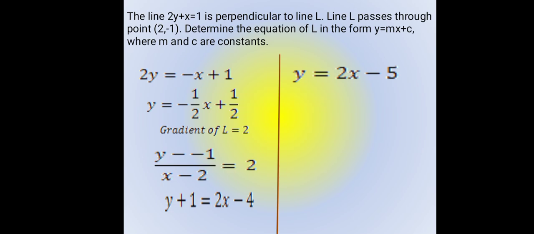Now, the line 2y plus x is equal to 1 is perpendicular to line L. Line L passes through point (2, -1). Determine the equation of L in the form y is equal to mx plus c, where m and c are constants.